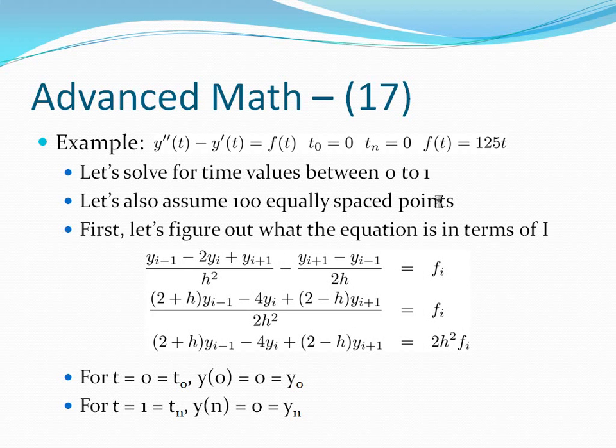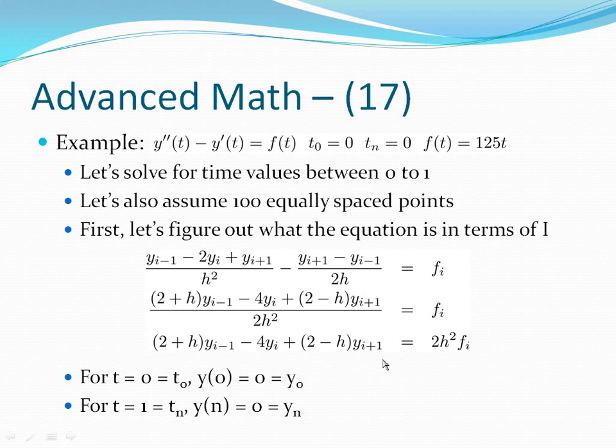And then you're going to collect like terms. So you're going to do common factor, and then when you subtract these, you're going to get this. And then I'm going to bring 2h squared over here. So this is what we call a difference equation. And then you're going to substitute values from i equal to 0, 1, all the way up to n. And then you're going to get a system of equations. You represent it in terms of a matrix, and then you solve.